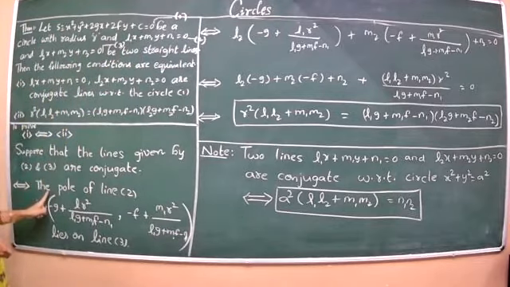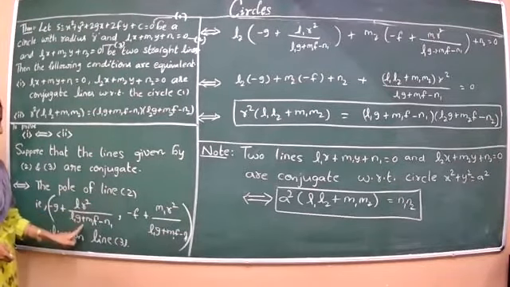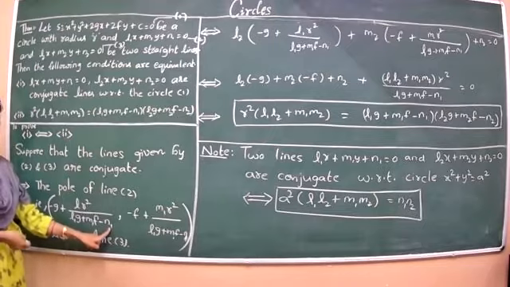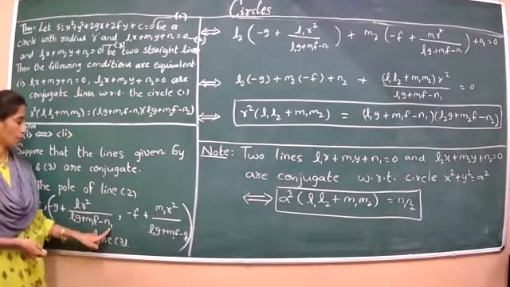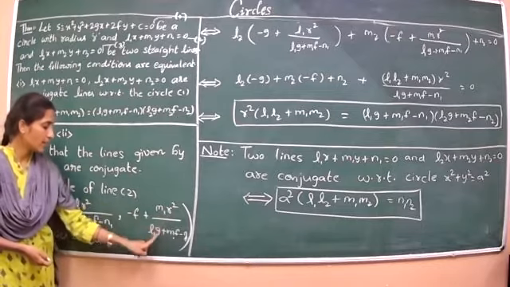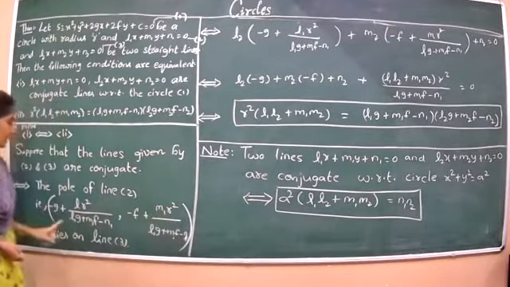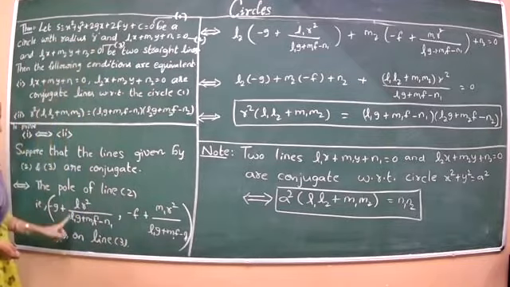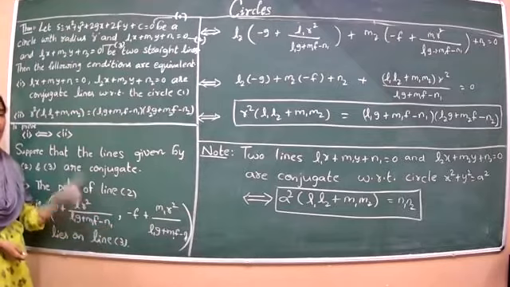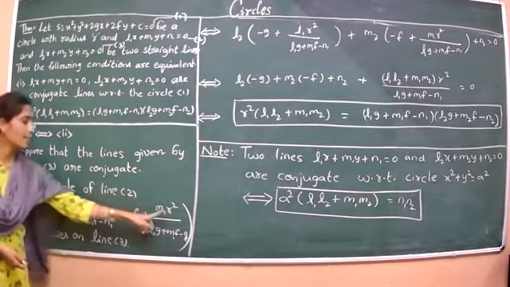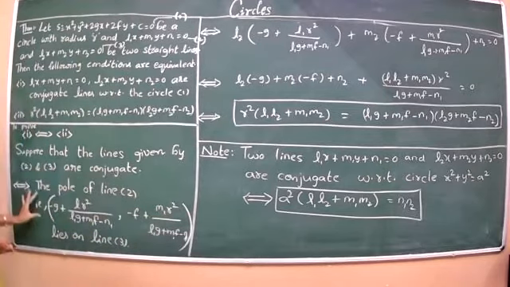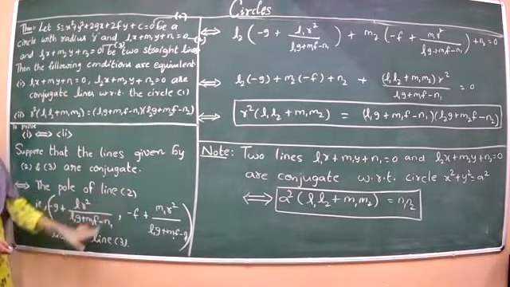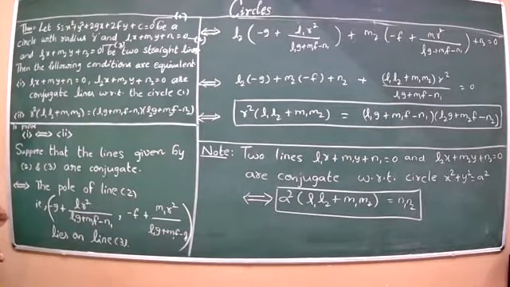What is the pole of line 2? The pole of line 2 is (−g + L1r²/(L1g + M1f − N1), −f + M1r²/(L1g + M1f − N1)). This is the formula to write the pole when a line and circle are known. Here g, f are from the equation of the circle. L1, M1, N1 are from the equation of the straight line. r is the radius of the circle. And this pole of line 2 lies on line 3 because the lines are conjugate from statement 1.